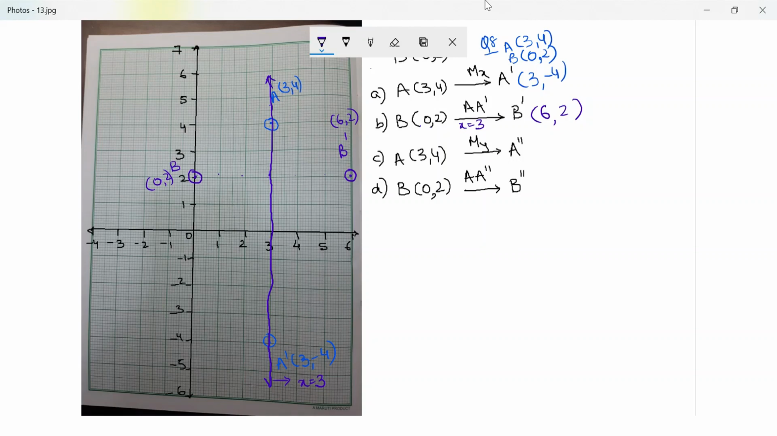Part 3 is A double dash is a reflection of A under the y-axis. So when you reflect on the y-axis, the x coordinate changes, the sign of the x coordinate changes, which means this will become negative 3 comma 4. So let's plot A double dash. This is A, this will become negative 3 comma 4. So this is A double dash negative 3 comma 4.